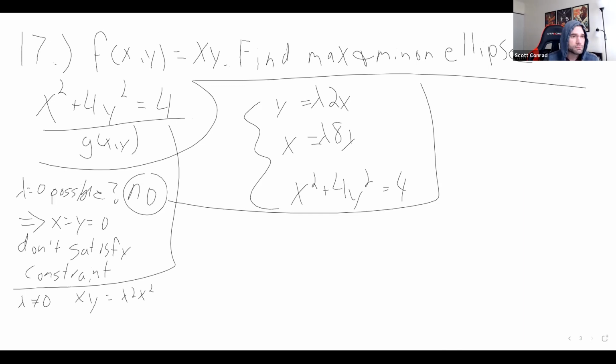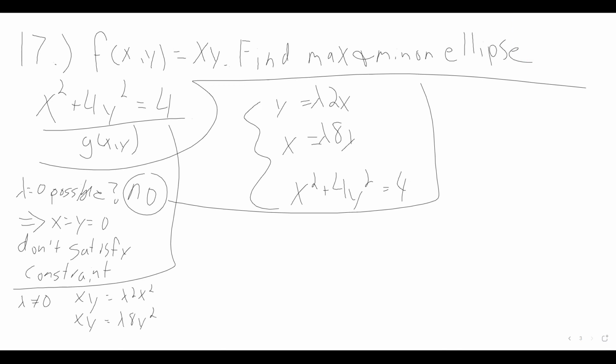So the first equation, multiply both sides by x, you get xy equals lambda times 2x squared. Second equation, you multiply both sides by y, you get xy equals lambda times 8y squared. And the reason we do this is so both left-hand sides are equal to each other, so we can set the right-hand sides equal to each other to get a relationship between x and y.